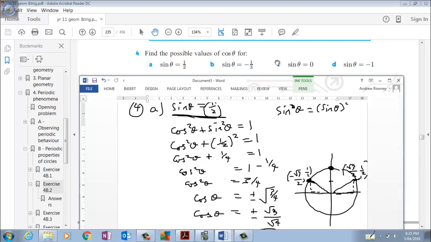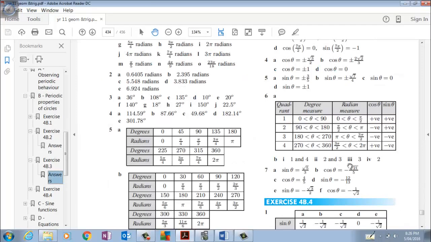Okay, so you try a similar thing for these, B, C, D, using the identity cos squared plus sine squared equals 1. So just pause that and come back for the solutions. And here are the solutions. We have for A, B, C, and D. Notice D is only giving one answer there.